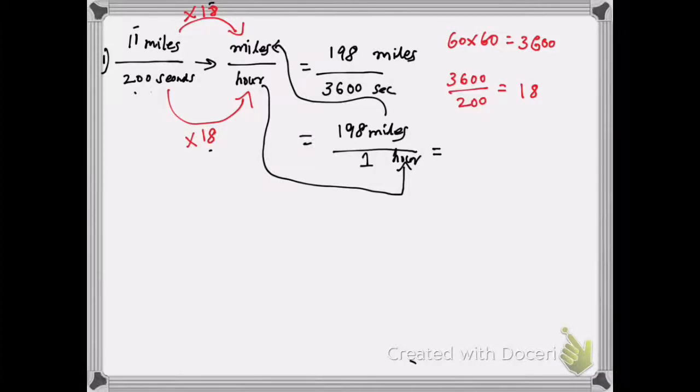So that would equal 198 miles per hour, or miles divided by hour. It's 1 hour, and this is per hour, or you can just write per 1 hour. Either way it's okay.